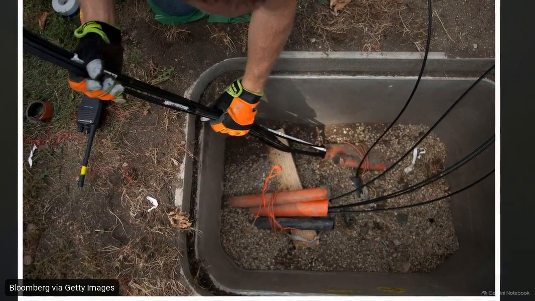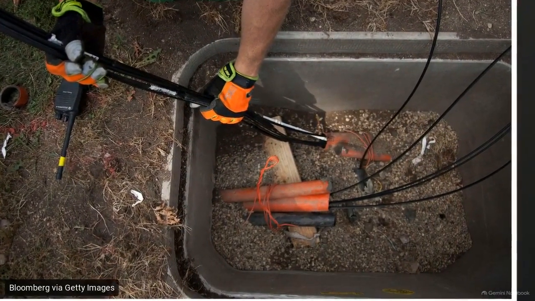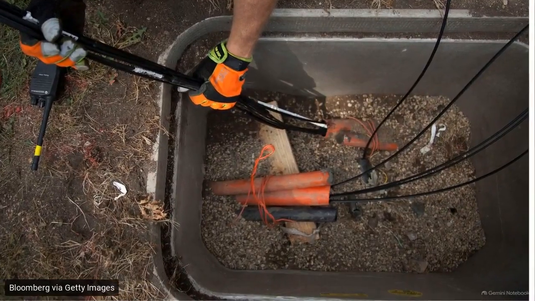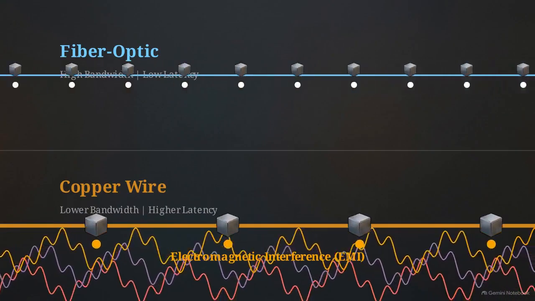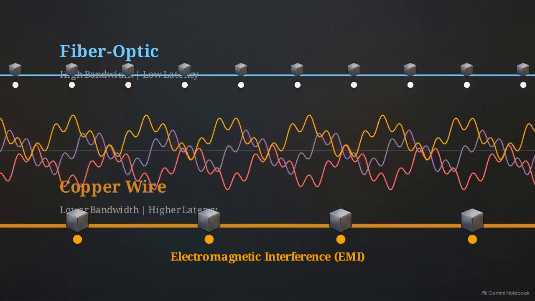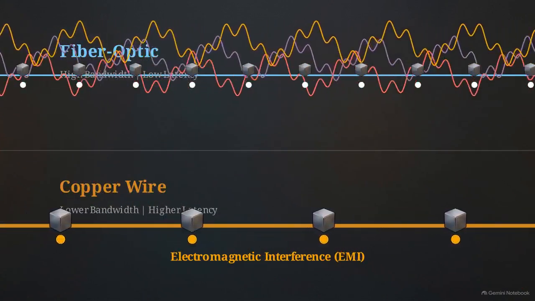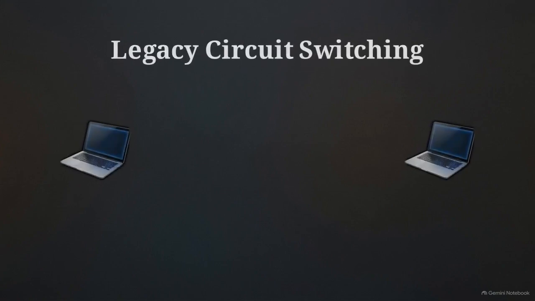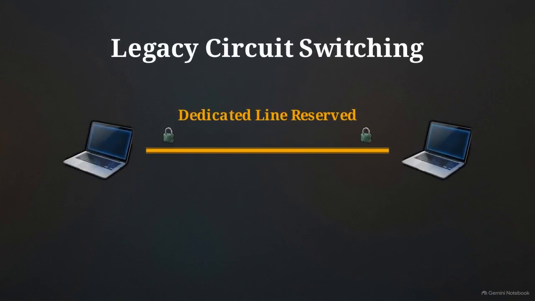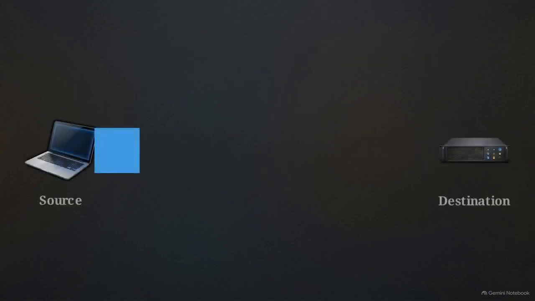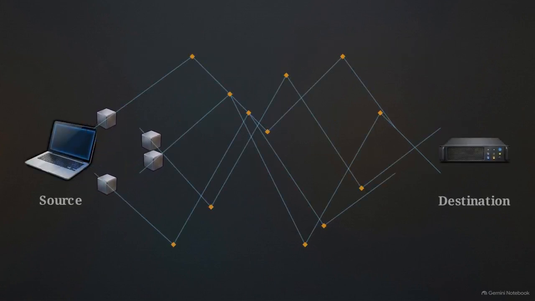The physical medium determines the network's capacity. These workers are installing fiber optic cables, which use pulses of light to transmit data. Fiber provides significantly higher bandwidth and lower latency than traditional copper wire because it is immune to electromagnetic interference. Networking has evolved from legacy circuit switching, which reserved a dedicated physical line for every connection, to modern packet switching. Today, data is decomposed into small, independent packets that navigate the most efficient route through the network before reassembling at the destination.